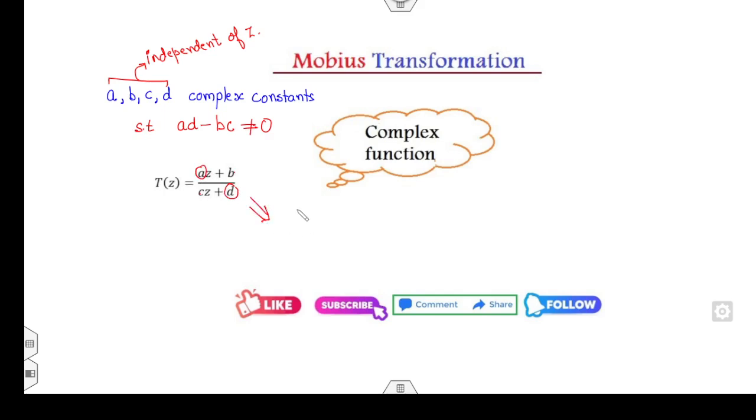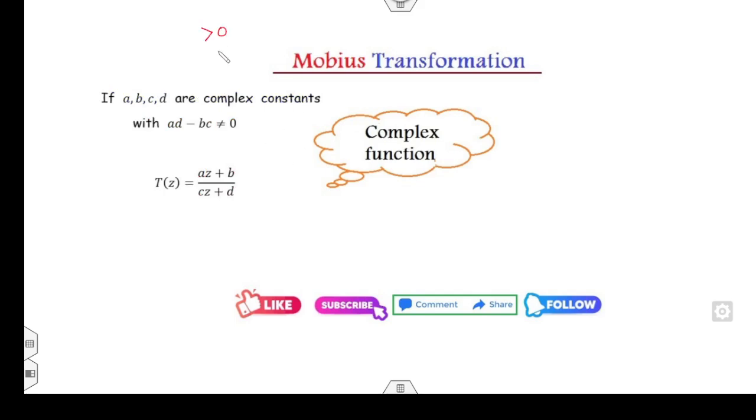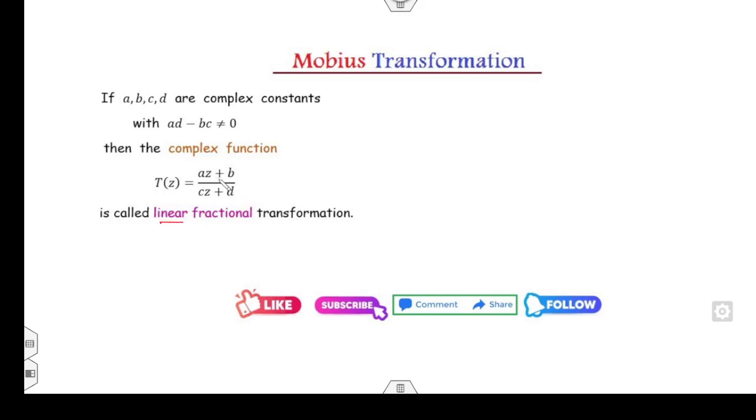Or in other words, if you write in terms of the matrix A, B, C and D, clearly AD minus BC is basically the determinant of the transformation. So it is non-zero. Non-zero means it can be positive, it can be negative. Then this transformation T of Z is AZ plus B over CZ plus D, called the linear fractional transformation. Also this ratio or this transformation is known as the bilinear transformation or Mobius transformation.